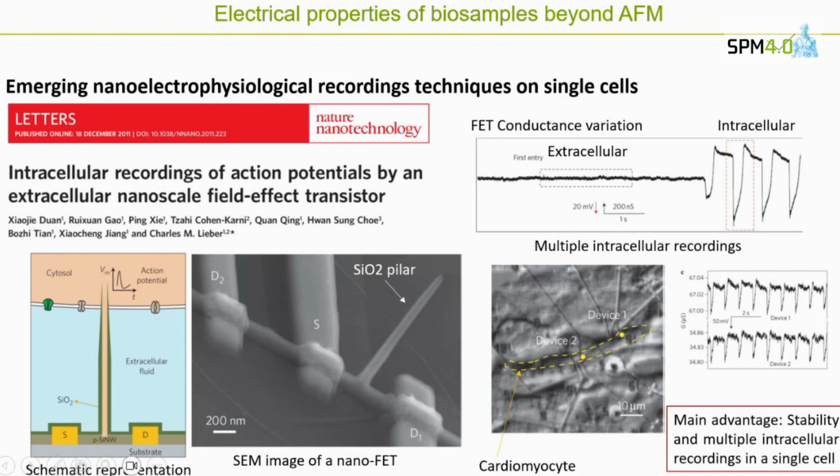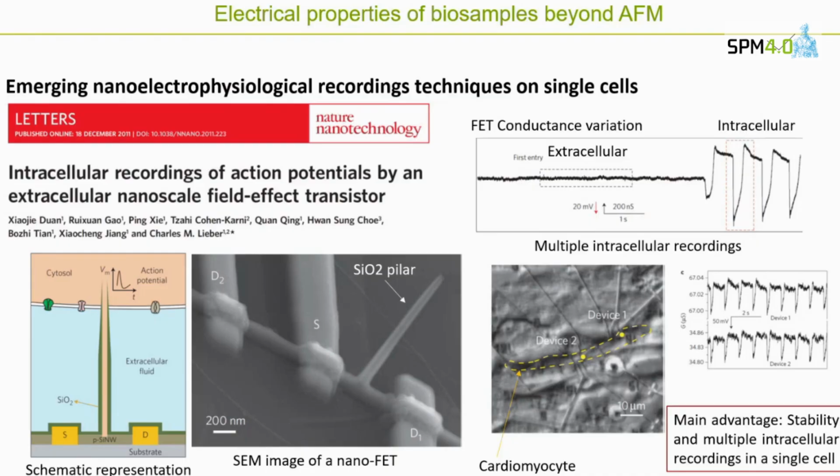Okay, so the potential of the inside of the cell is what acts like the gate in this transistor. So when the membrane potential changes, the current that flows in here is affected by what is happening inside the cell. Okay, so this is a way to measure electrical properties of cells.